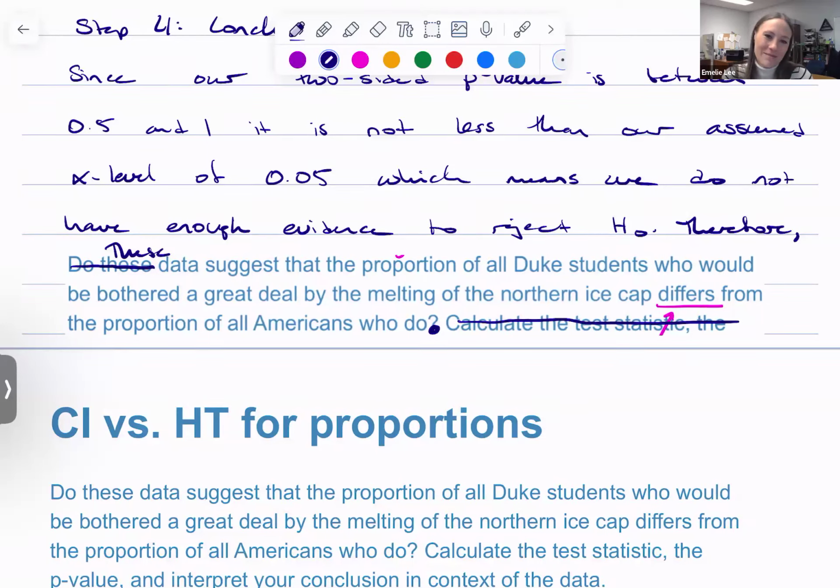So you reword the question as an answer. And oh no, what did I do? I was acting as if we rejected H naught, but we didn't. So I need to alter this a little bit. Therefore, these data do not suggest that the proportion of all Duke students who would be bothered a great deal by the melting of the northern ice cap differs from the proportion of all Americans who do. There, that's important. Highlight that.